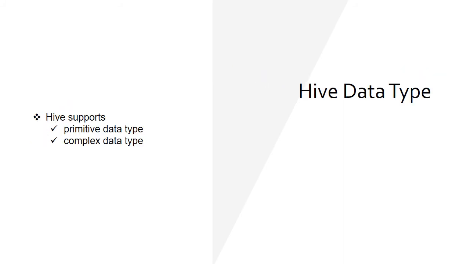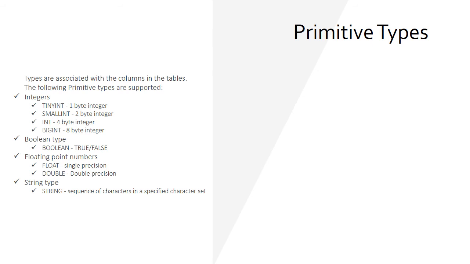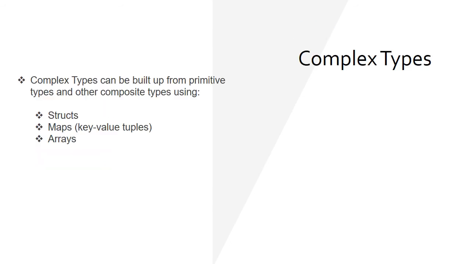There are two types of data types in Hive: primitive data types and complex data types. Here is a list of primitive data types. These types are associated with the columns in the tables. The following primitive types are supported: integers, so tinyint, smallint, int, and bigint. Then the Boolean type, which is true and false. Floating point numbers, so float, double, and string. Complex types can be built up from primitive types and other composite types using structs, maps, and arrays.